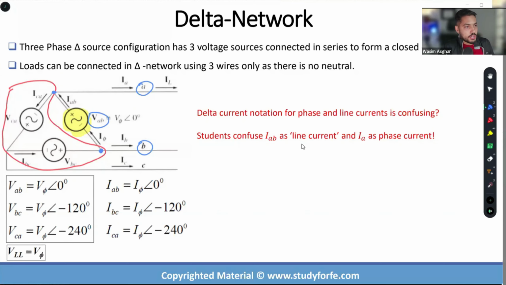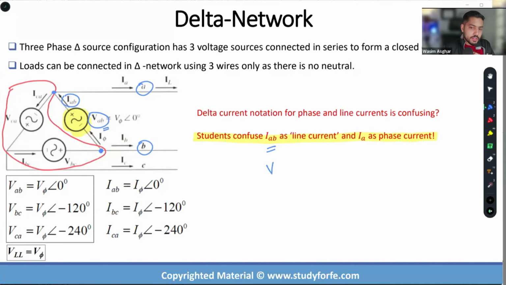Now the current that is generated by this single phase generator, if the voltage is VAB, I can call the current IAB. This is a key point. Why? Because it is a common mistake that students make. They interpret, for a delta configuration, IAB as something called a line-to-line current. There is no such thing as a line-to-line current. There is only line current and phase current.